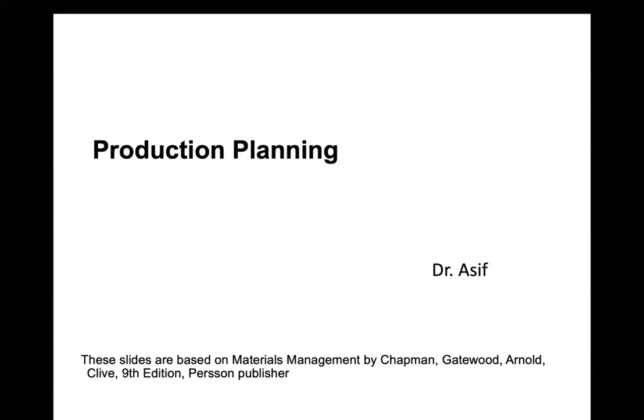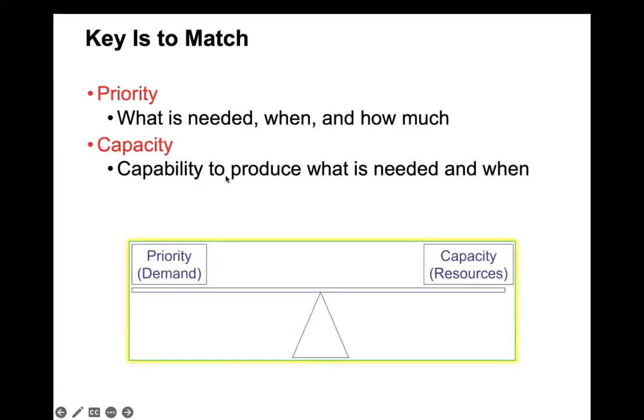This video is about production planning. The objective of production planning is to match priority with capacity. Priority is what is needed, when and how much, and this is one that comes from the customer side. And capacity is the capability of an organization to produce what is needed and when.